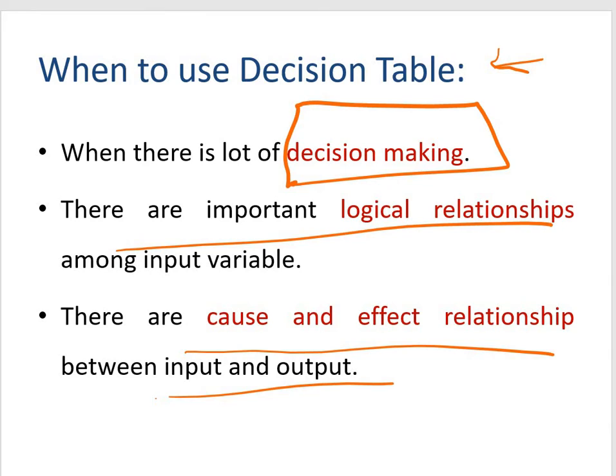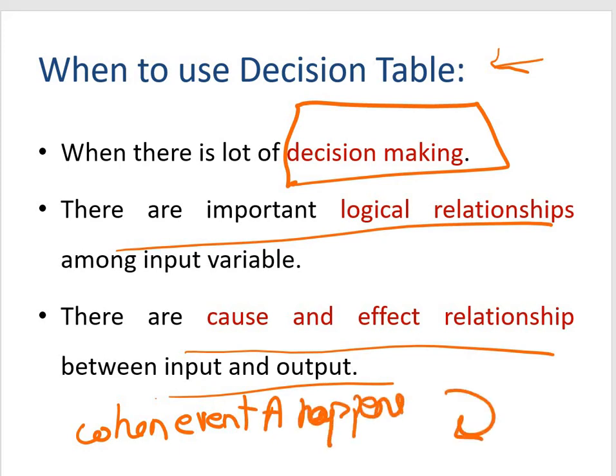Now, if we are talking about cause and effect relationship, your cause and effect relationship is like, when I have an event A, then another event B is more likely to happen, right?